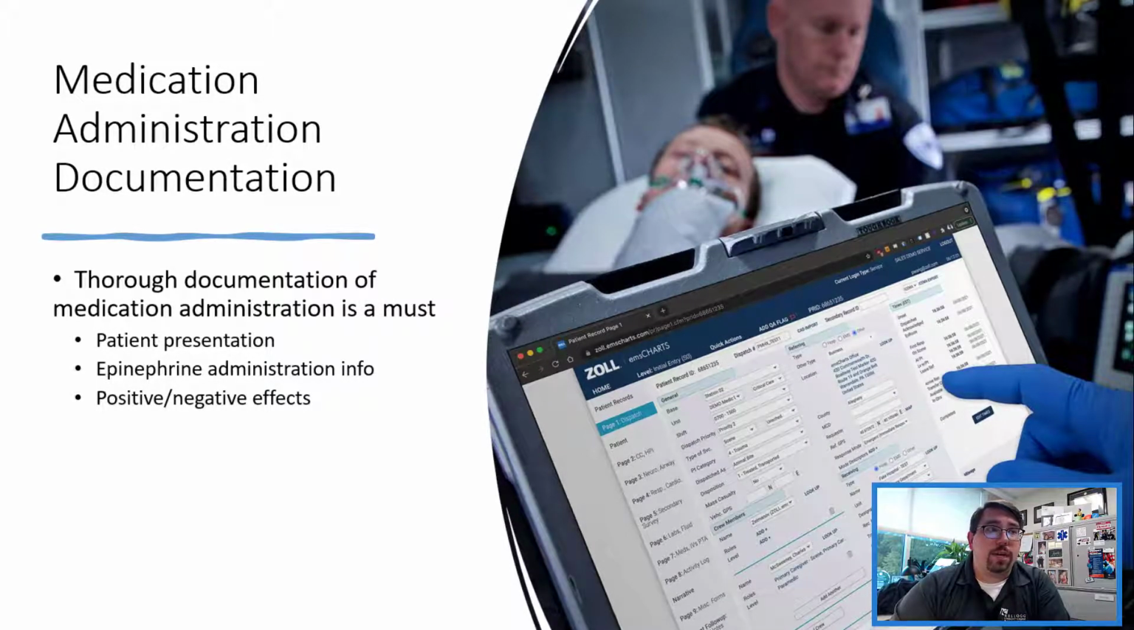Thorough documentation of medication administration is a must, especially for first responders and basic EMTs. This includes things like patient presentation, epinephrine administration information, and the positive and negative effects seen from the administration of the epi.